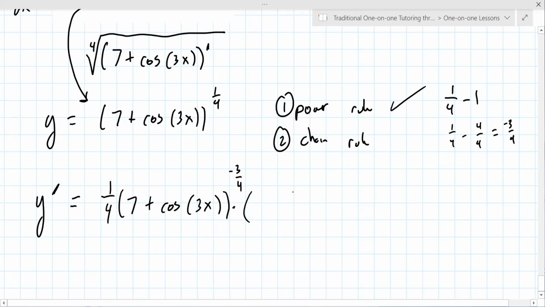Okay, now you're multiplying by the derivative of the inside. What is the derivative of a constant? 0. Plus, what's the derivative of cosine? Negative sine, keep the inside. What's the derivative of 3x? 3. Now this 3 goes here because it's part of the derivative of cosine. It's not part of the derivative of this thing right here. So you can leave it like this. I think you might check with your instructor.